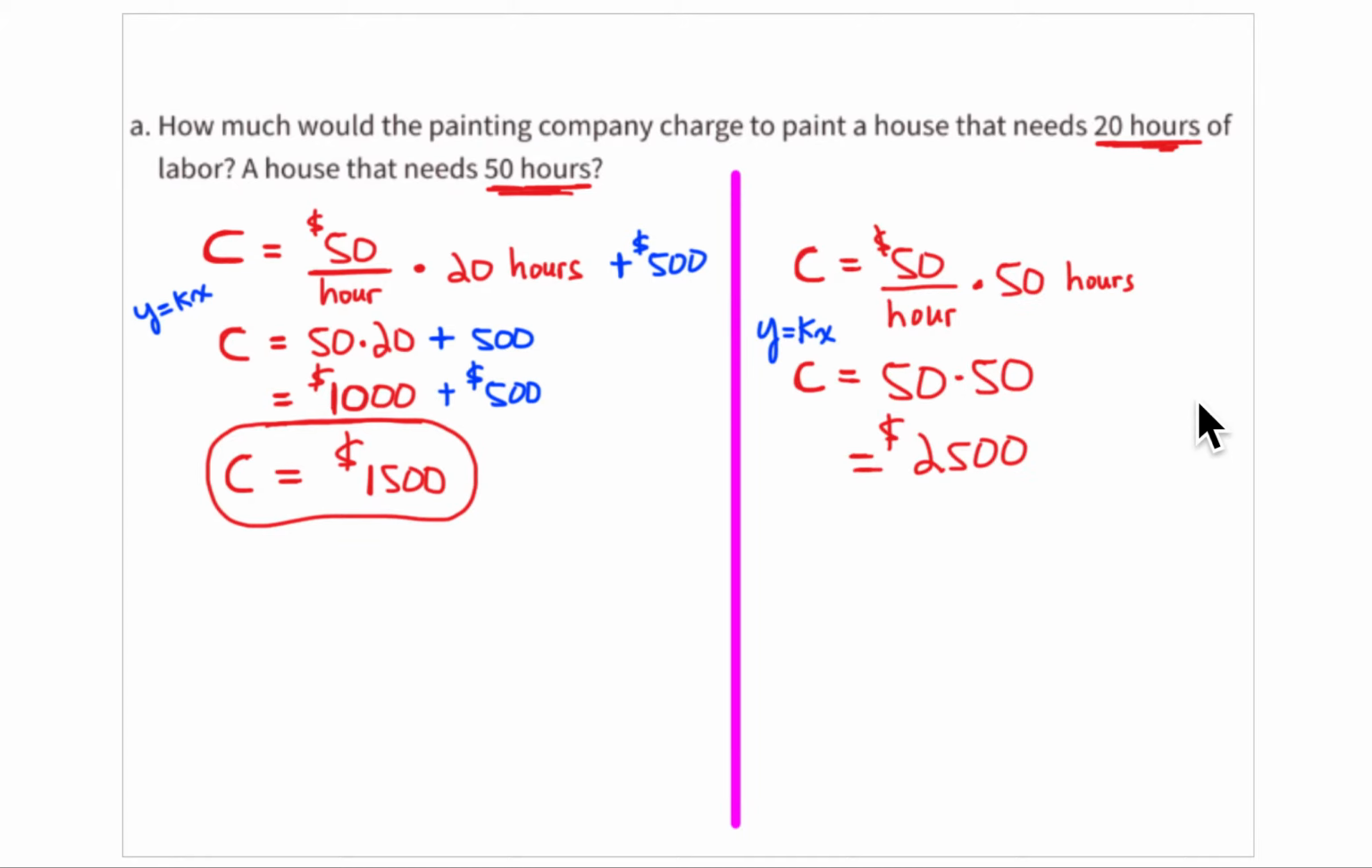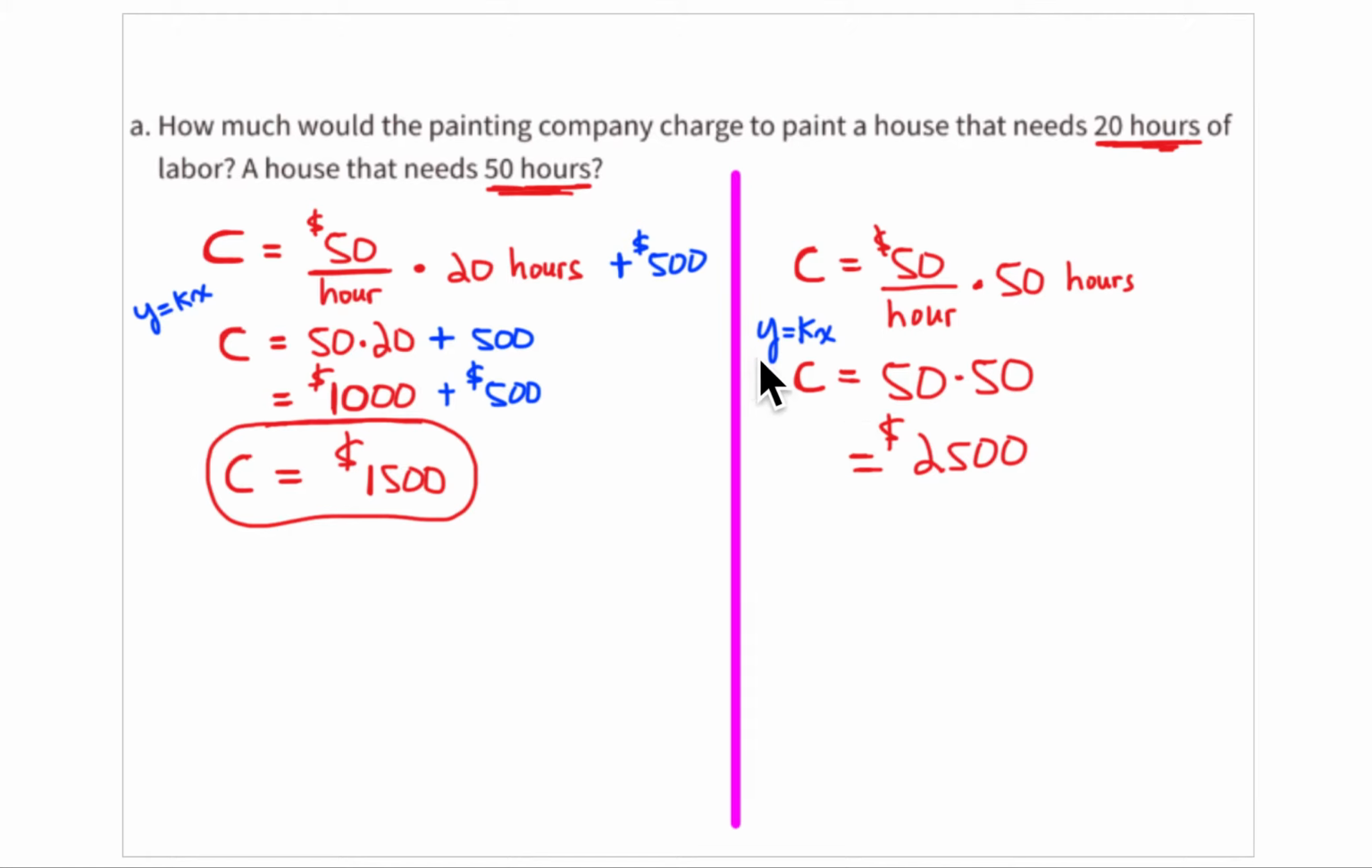All right, the second problem. So if you approach it the same way, it's $50 per hour times 50 hours. So I work 50 hours. Every hour I'm getting paid $50. So that's 50 times 50, which is 5 times 5 is 25, times this 100 here, 10 times 10. It gives you $2,500.